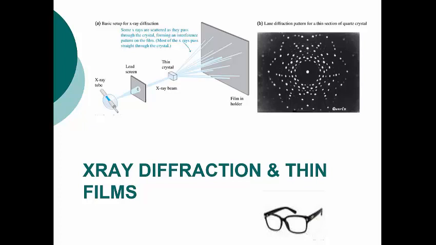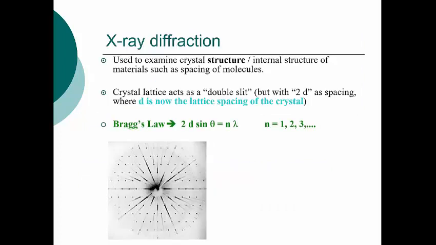And this idea of light acts like a wave, and we can have interference, or in the world of thin films, we can not have interference. So in X-ray diffraction, like I mentioned, it's to examine crystal structure. And so the crystal lattice basically acts as a double slit. The spacing, right, is 2D, where D is now the lattice spacing of the crystal. So we have Bragg's law, which looks almost exactly like Young's double slit equation, except for this 2.